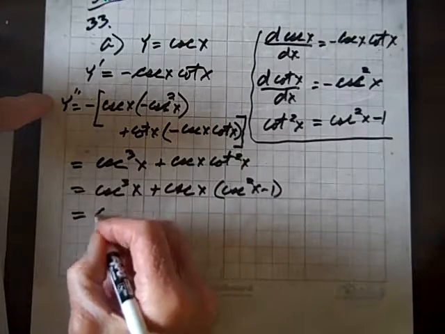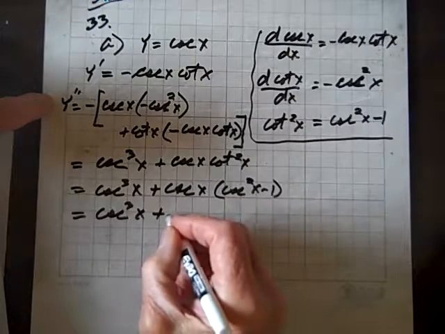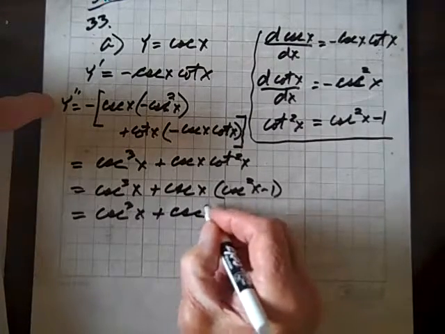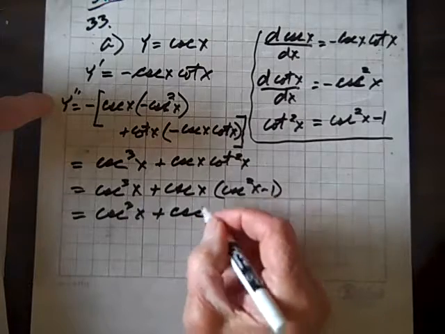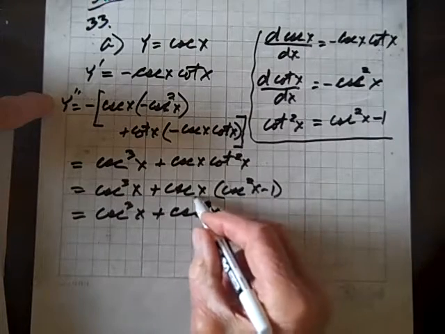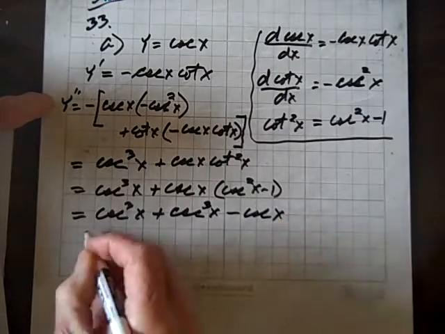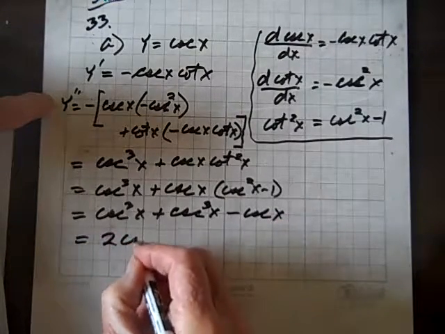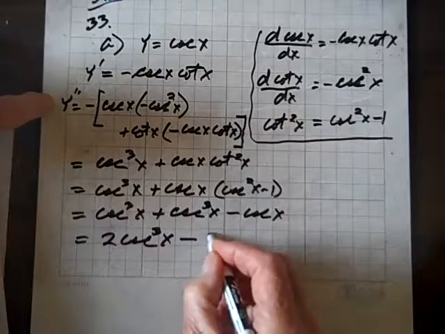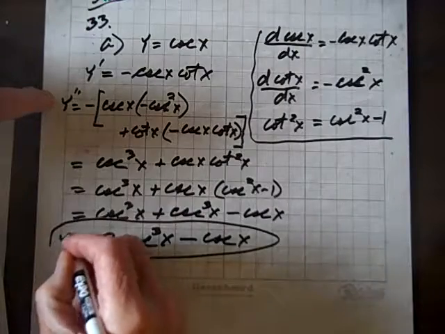And now we'll multiply that out, and we get cosecant cubed of x plus cosecant of x times cosecant squared, because we have this times itself squared, and so that's going to be cosecant cubed of x, and then times cosecant of x times minus 1 is minus cosecant of x. So it turns out we have 2 cosecant cubed of x minus cosecant of x, and we're done. That's our y double prime.